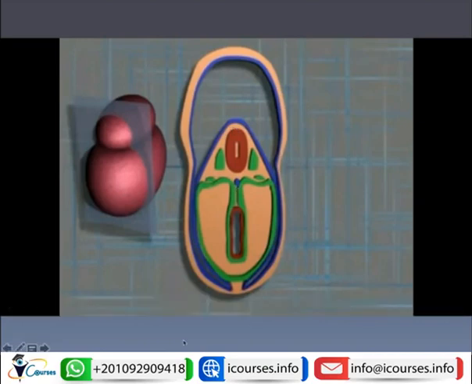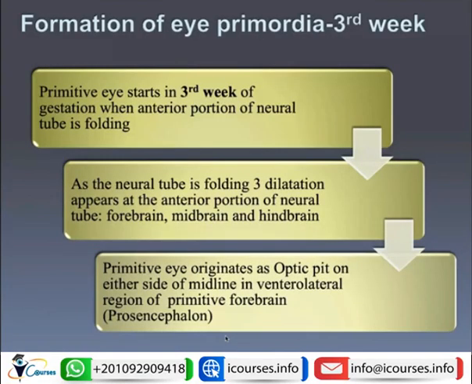So here is just a summary of the general embryology that is important for us to understand the ocular embryology. So let's start the ocular embryology. The formation of the eye vesicle, or the ocular vesicle, starts in the third week by progression or by bulging of the lateral part of the anterior portion of the neural tube.